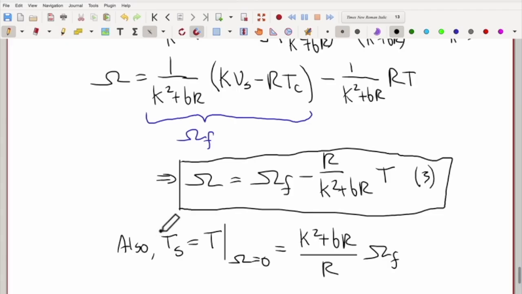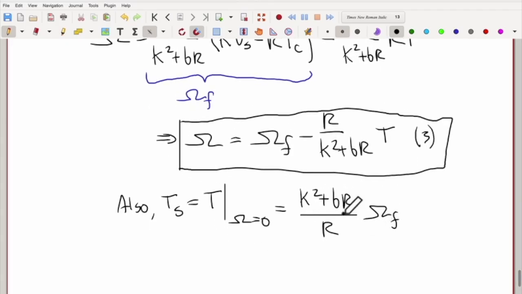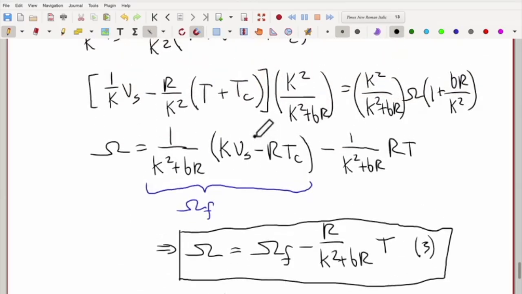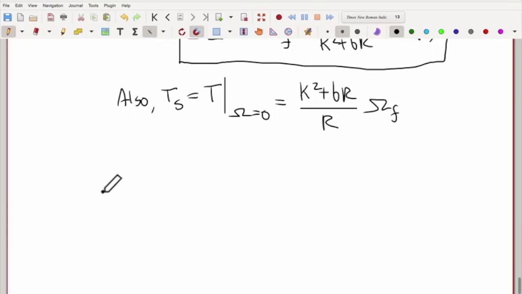So that's also kind of useful to have. I'm not going to box it, but we'll come back to this. So that's the stall torque here, in terms of this omega f. So now, with these in hand, we're ready to derive some properties of power and efficiency of the motor. So power output.